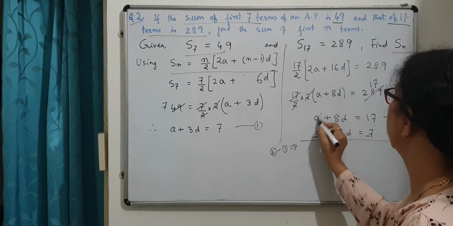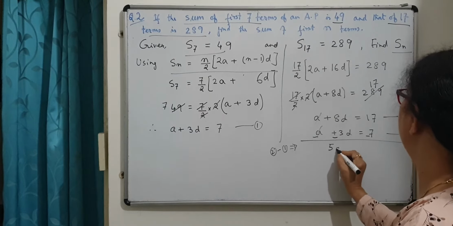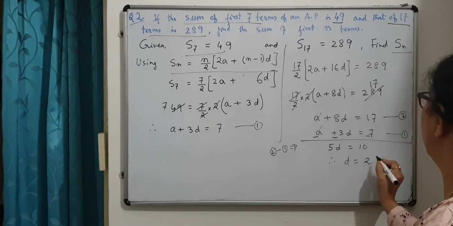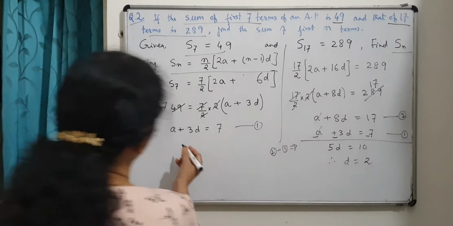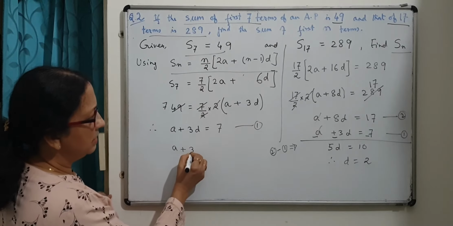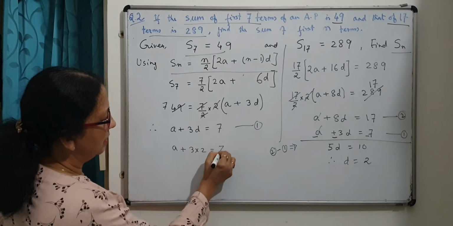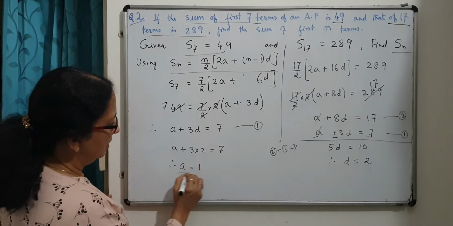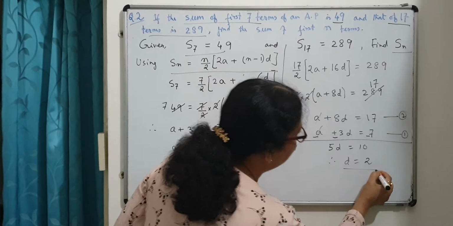That will give rise to a getting cancelled. 5d is equal to 10. Therefore I got the value of d to be 2. So now put this value here to get the value of a. So a plus 3d, that is 6, is 7. Therefore a is equal to 7 minus 6, which is 1. So I got the value of a and the value of d.